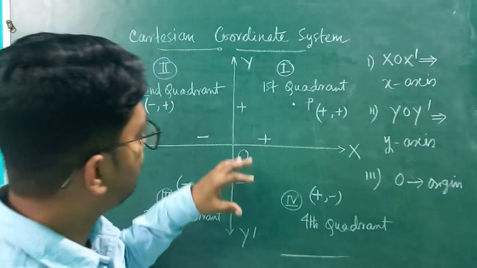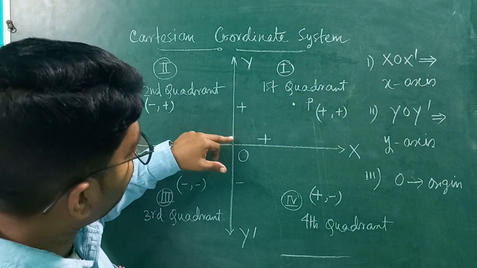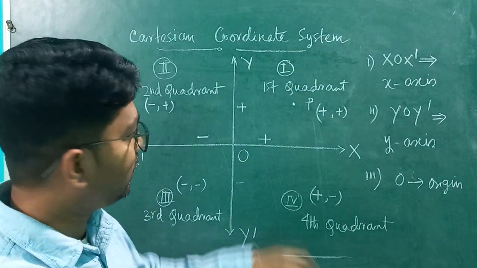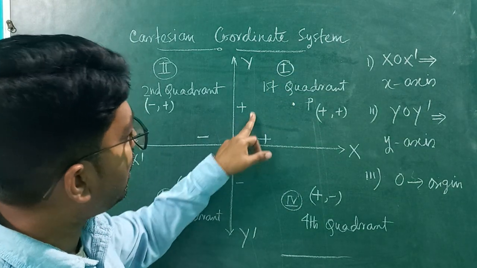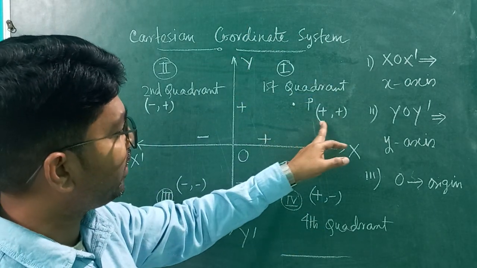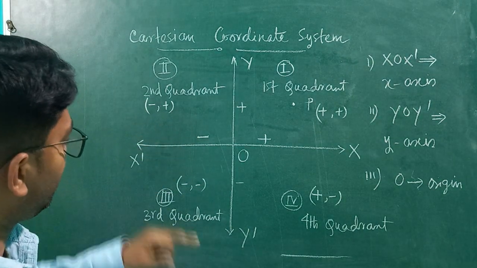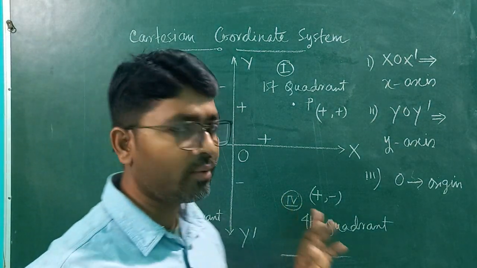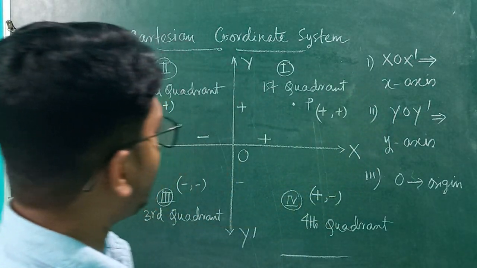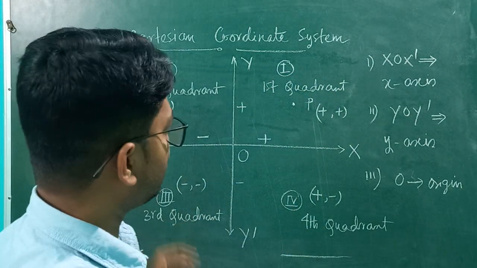Clear? Because for any point in the first quadrant, you have to go right side and then upward. That is, right side means plus, upward means plus. So any point in this quadrant will have the sign plus plus. And similarly, second quadrant minus plus, third quadrant minus minus, and fourth quadrant plus minus. Now, how can we specify the position of a point in this region?